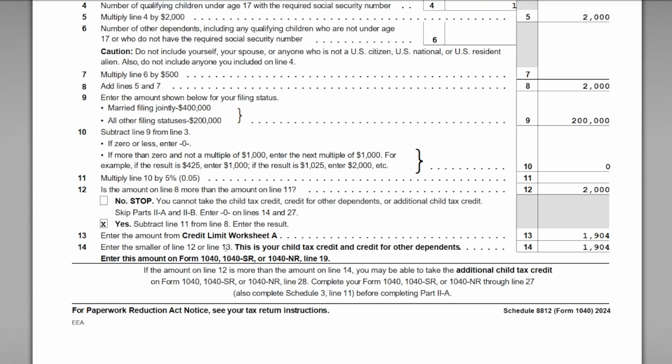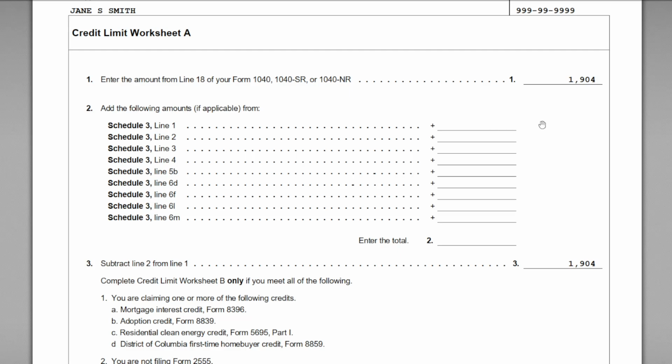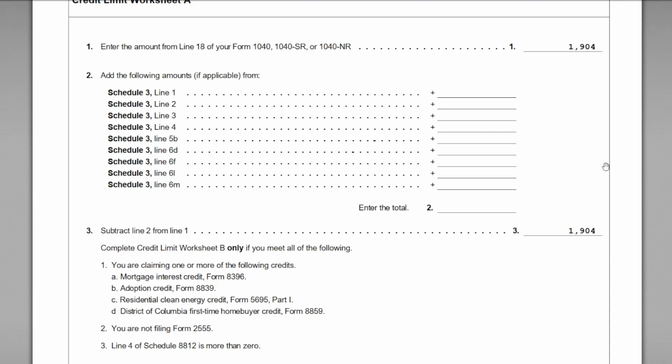So we have to look at the credit limit worksheet here and figure out how much we're going to be able to claim. So this is the credit limit worksheet for the Schedule 8812. You can find this in the schedule instructions. The starting point here is the tax, right, on line 18 of the Form 1040. So that's on page 2. We have $1,904. Now, before you apply the child tax credit against this amount, you have to make certain adjustments.